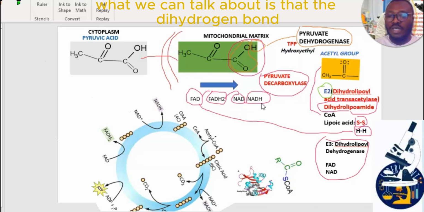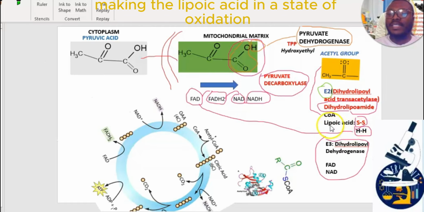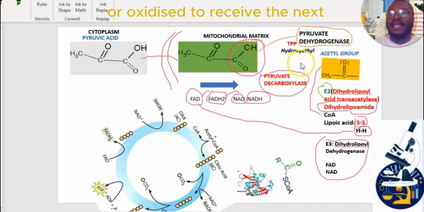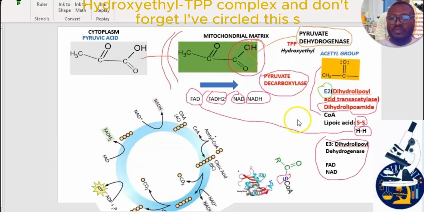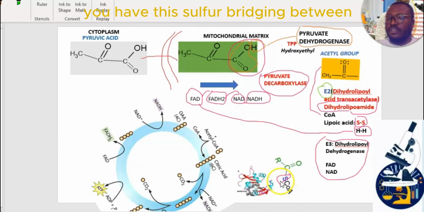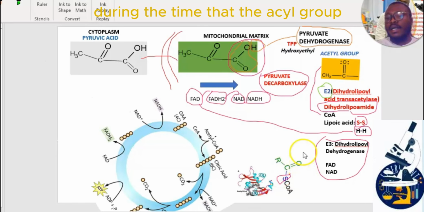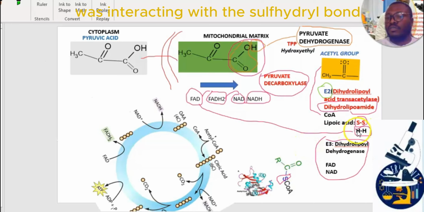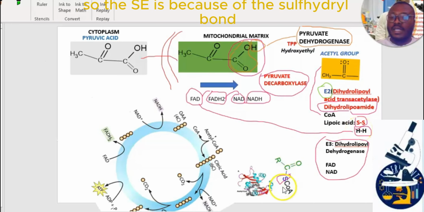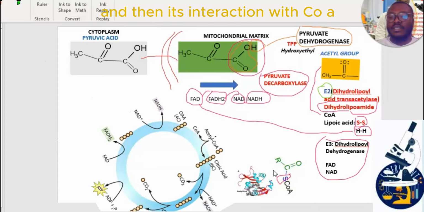And now what we can talk about is that the dihydrogen bond is now taken off, allowing the disulfide bond to regain its state, making the lipoic acid oxidized, ready to receive the next hydroxyethyl TPP complex. And don't forget, I have circled this S. Anytime you see the CoA, you have this sulfur bridging between the functional group here. It is because during the time that the acetyl group was interacting with the sulfhydryl bond, we still had the sulfur group. So the S here is because of the sulfhydryl bond during the conversion of acetyl and its interaction with CoA.